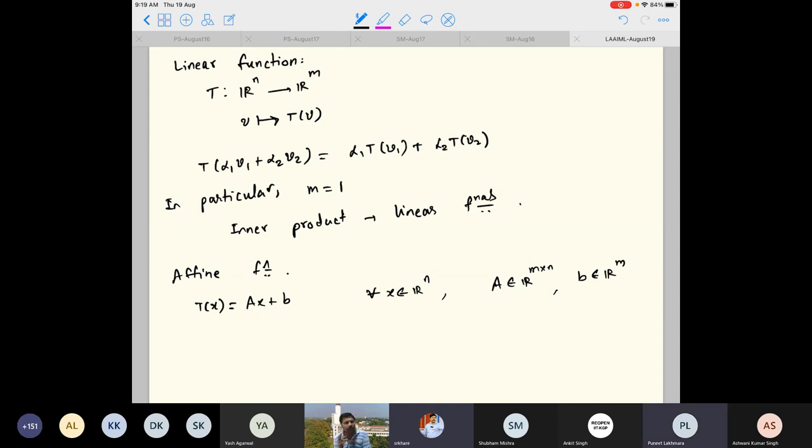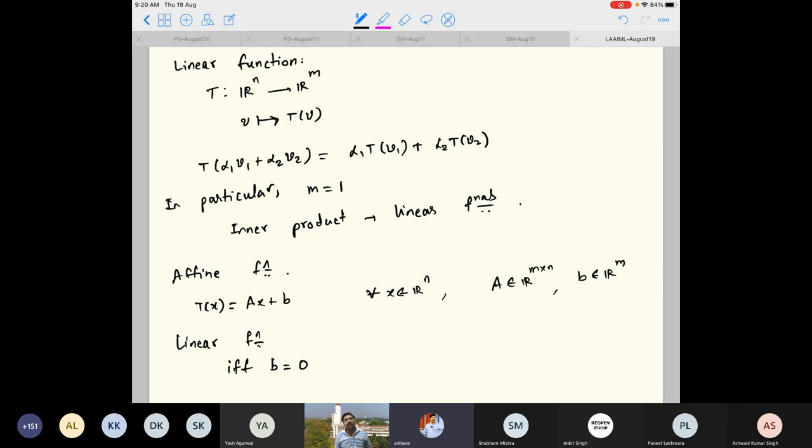Yes, sir. The result was proved in the video lectures, right? And that affine function becomes a linear function if and only if this b is equal to 0. That is also something that was done in the lectures. So if b is 0, then you get a linear function.